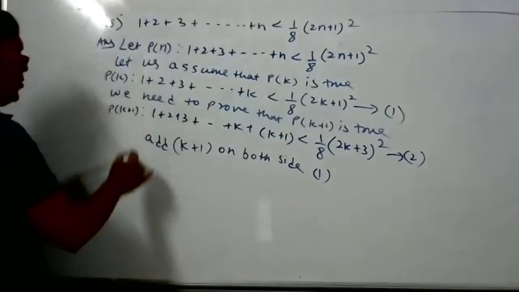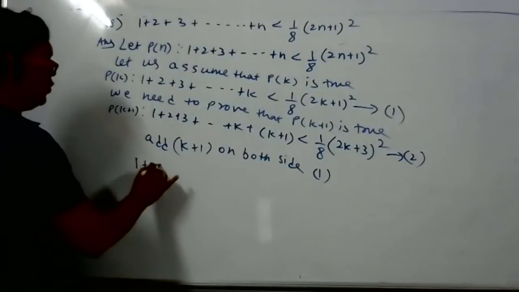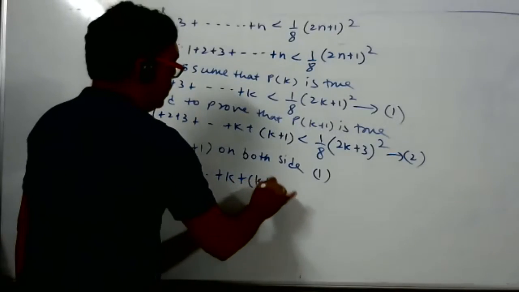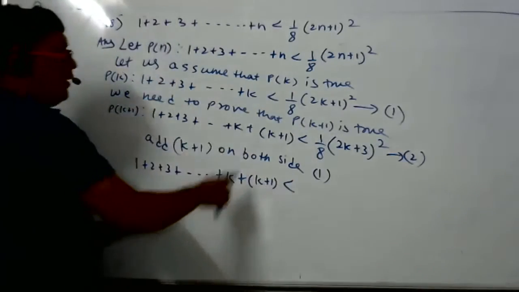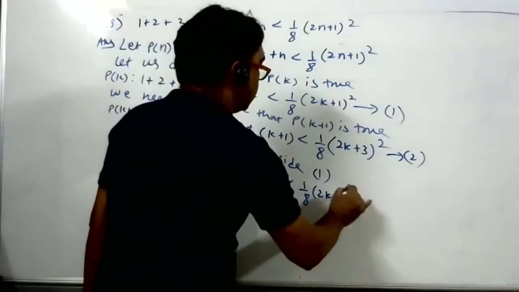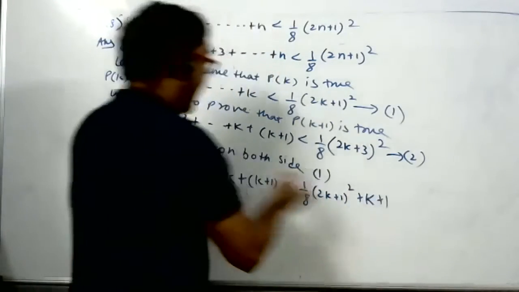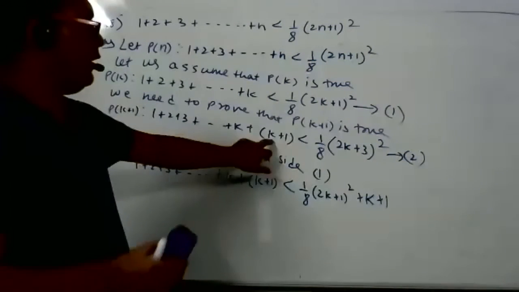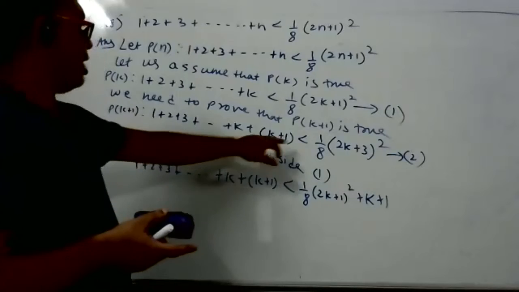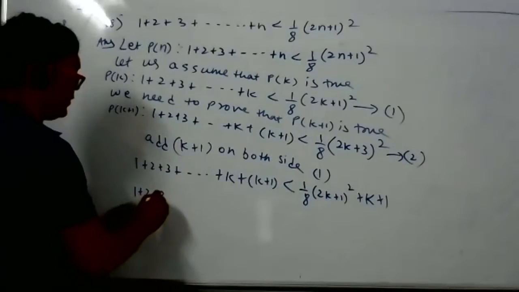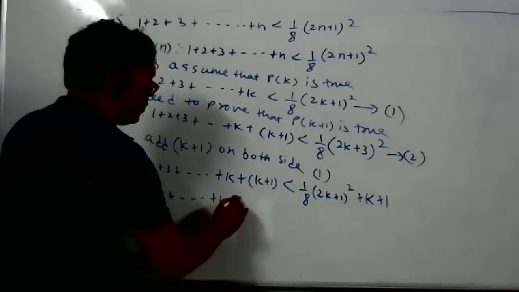So what does the first become now? 1 plus 2 plus 3 up to K, and here K plus 1. So we got the left hand side of the second equation, and here we add K plus 1 to 1 by 8 times 2K plus 1 whole square. Why add only K plus 1? Because K plus 1 is the term which is extra in the second equation. That's why we add that only, on both sides of the first equation.